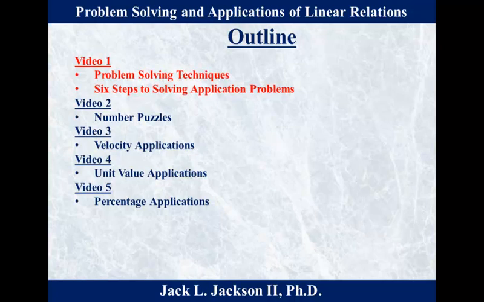Then we're going to look at some velocity applications where we know something about distance, the rate of speed or velocity, and time, and somehow the relationship there, and use that to help us solve some application problems. We're going to look at unit value applications, things like coin problems, how many cents per coin or how many dollars per pound of something that we're making up. And then we'll look at several different examples where we're using percentages and proportional reasoning.